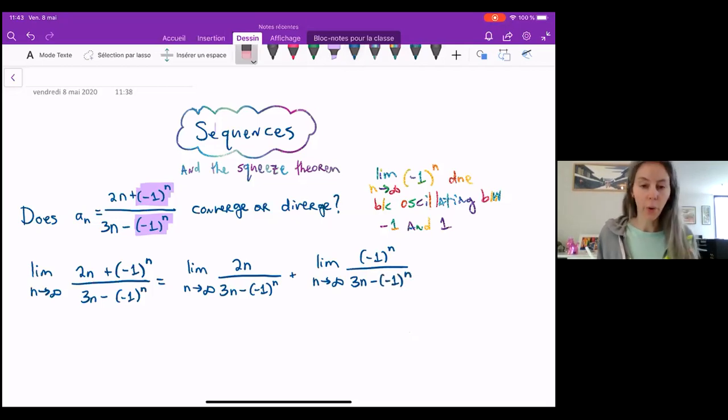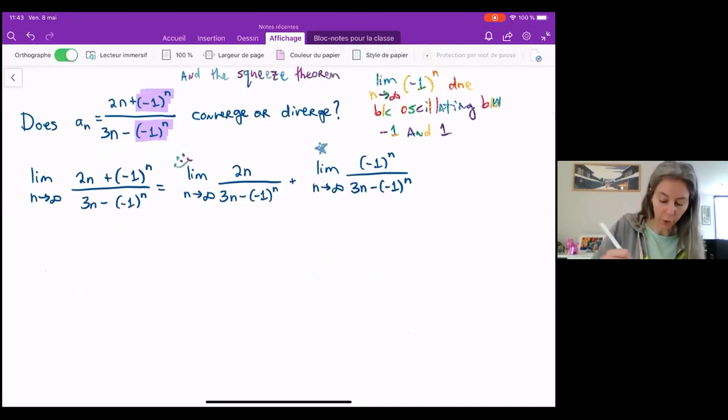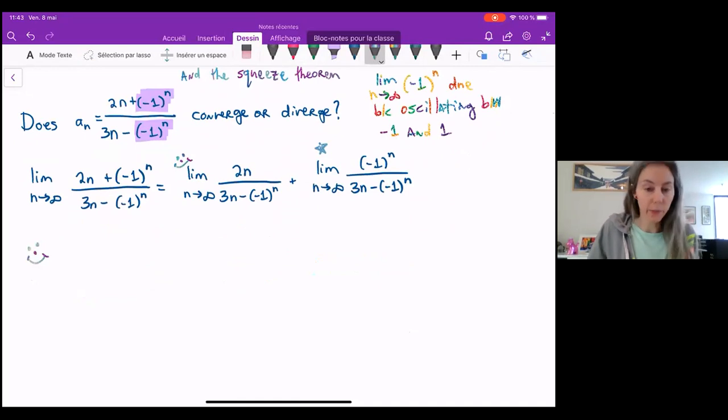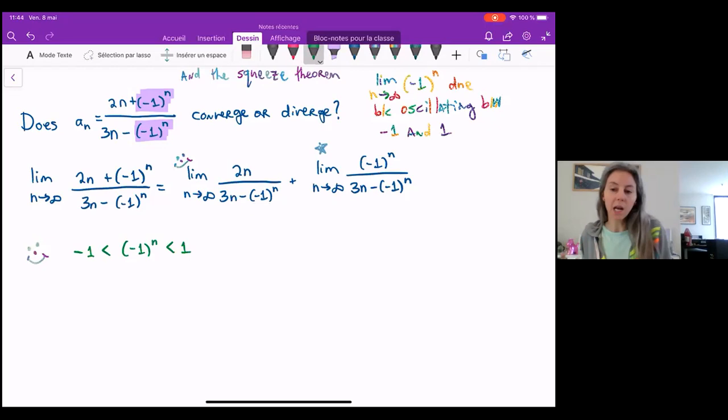All right, so that first limit looks maybe a little bit easier now, since the (-1)^n, the problem, is only there one time. So we're going to separate this. We're going to call this one smiley face, and we'll call this one over here star. For smiley face, it's pretty straightforward. We are going to start, as we normally start the squeeze theorem, by bounding (-1)^n. So -1 is less than (-1)^n is less than 1.